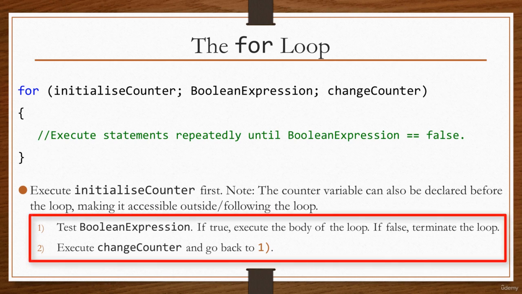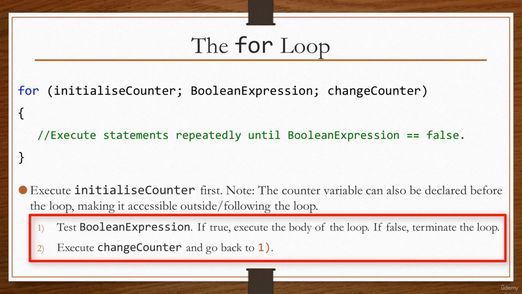Then we have these two things that will repeat depending on that Boolean expression. So firstly we test the Boolean expression. If that Boolean expression evaluates and returns true, then we execute the body of the loop. If it returns false, or in other words if it evaluates to false, then terminate the loop. In other words, we exit the loop and we execute the statements that follow the loop. Then what we do is we execute the change counter statement, and then we go back to step 1.